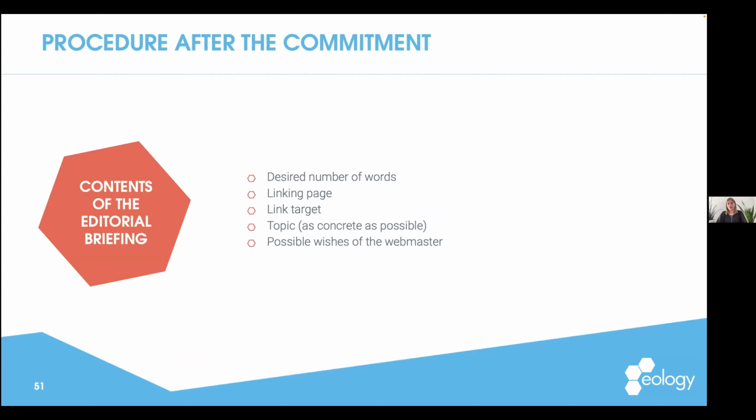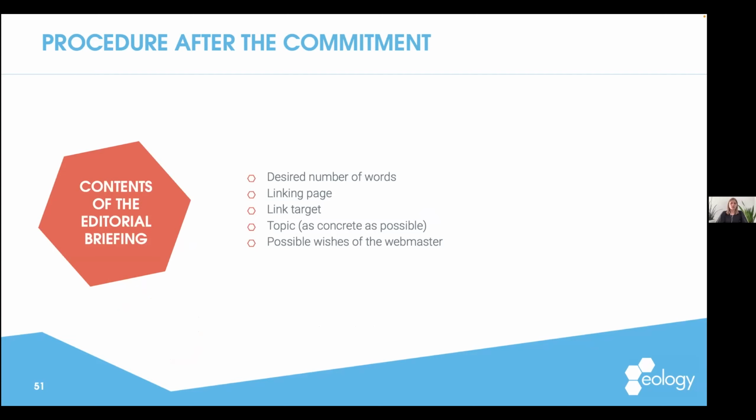When we're giving a text briefing to our content creators, they will get the following information so they can write the text as suitably as possible. First of all, they need the number of words. If the webmaster gives you a number of words they want, just pass it on. And if they don't have an idea, just use a minimum length so that the topic can be written comprehensively, but not too long.